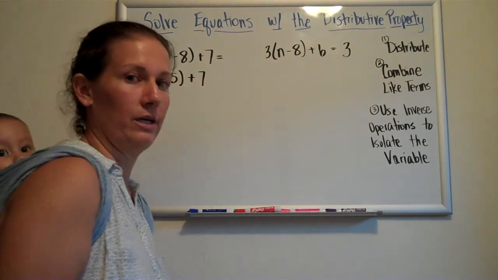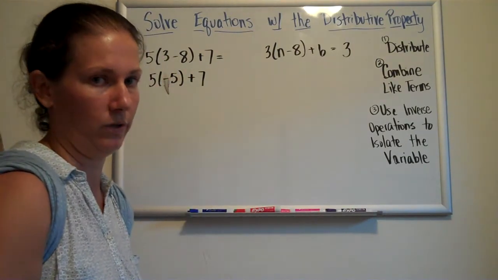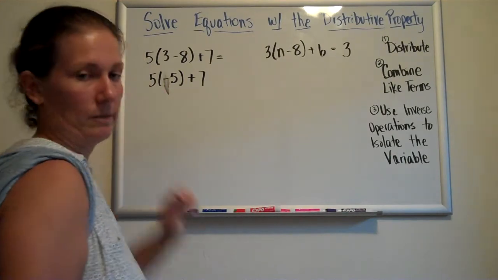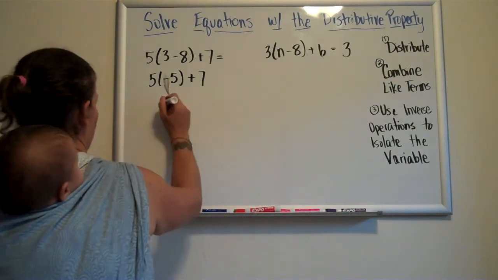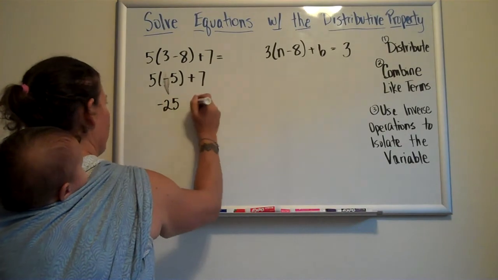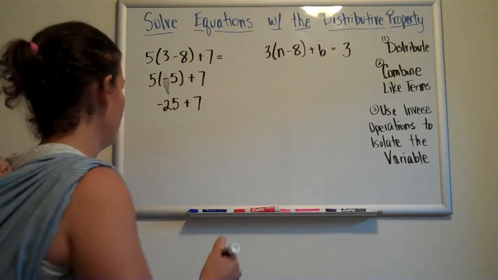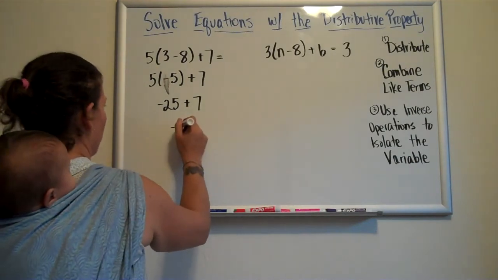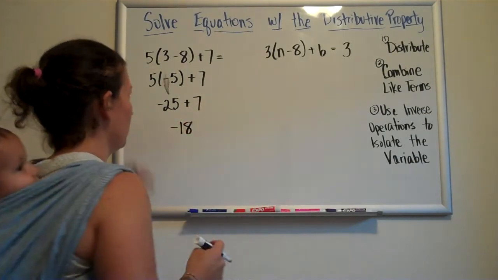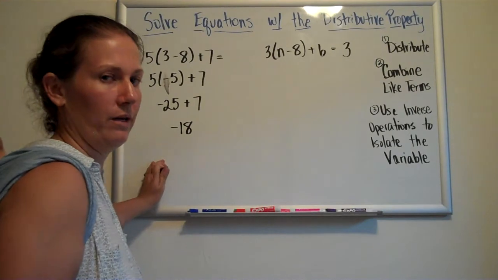Alright, next thing I want to do, since there aren't any exponents or square roots, I'm going to multiply. So 5 times negative 5 is going to give me negative 25. And then to that, I'm going to add 7, paying attention to my signs. I'm going to end up with negative 18. So that's how I'm going to solve an equation without any variables.